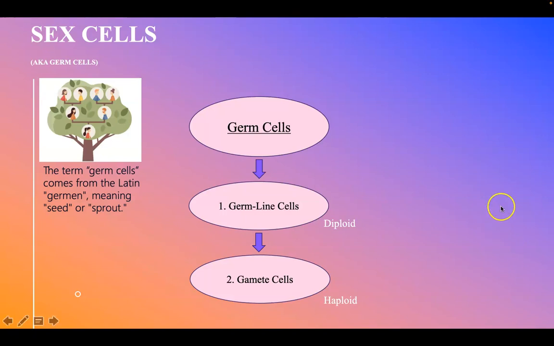If you're trying to think of germ cells and what they mean, you could try to remember that the term germ cells is actually coming from the Latin word germen, which means like seed or sprout. I put this picture here so you could think like, the seed or sprout of a family tree. Are germ cells. They are the beginning of the genetic variation that happens through our sexual reproduction. So we have germline cells, which are diploid, and those are hanging out in the ovaries and the testes, waiting to make our gametes, which are haploid and needed for sexual reproduction.